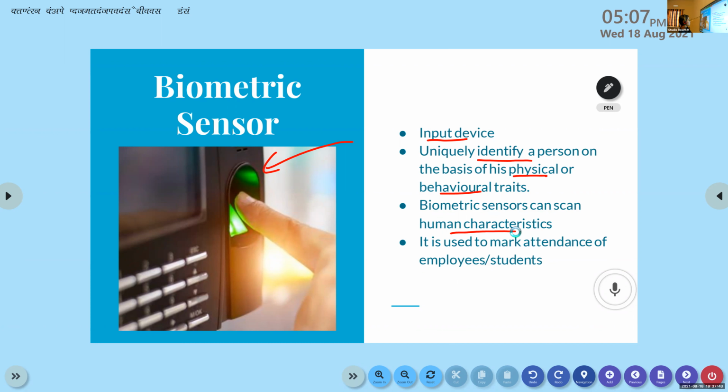What is the use of this? It uniquely identifies a particular person on the basis of his or her characteristics, physical or behavioral traits. It can scan human characteristics. Basically, it is used for attendance purposes. In big organizations, you can see this.